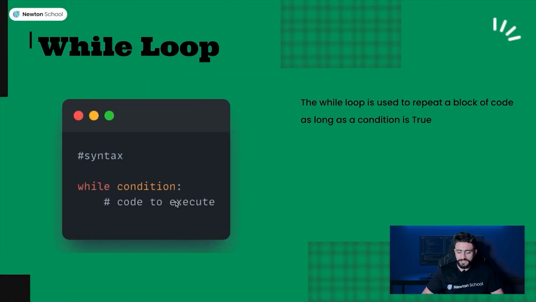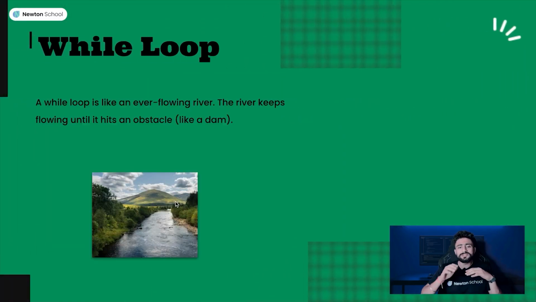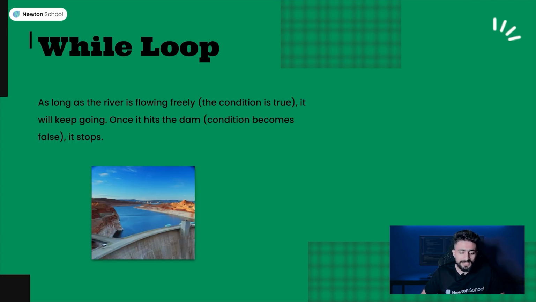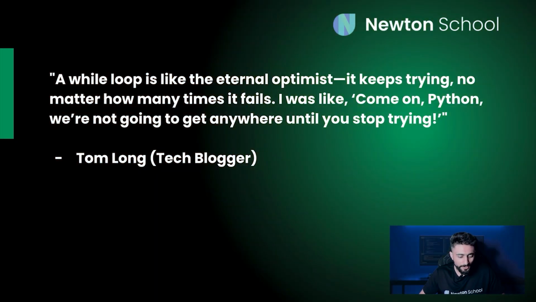So basically, let's see an example of a while loop. A while loop is like a flowing river. The river keeps on flowing until the time it has an obstacle. As simple as that. As long as the river is flowing freely, it will keep on going. Once it hits the dam, it will stop. So that's the particular condition we need to write. This is again a quote from Mr. Tom Long, who is a tech blogger, related to the while loop.